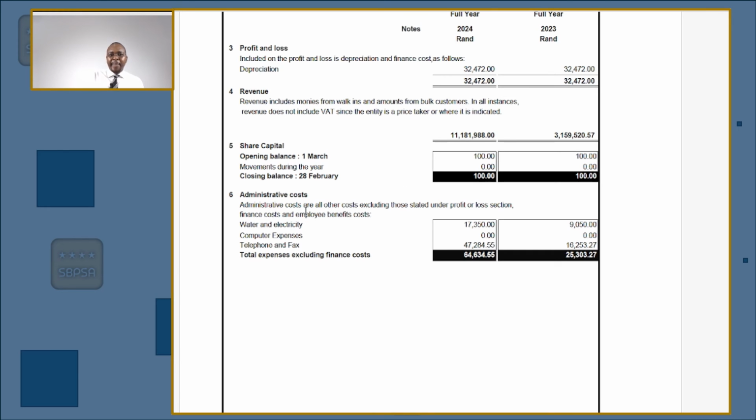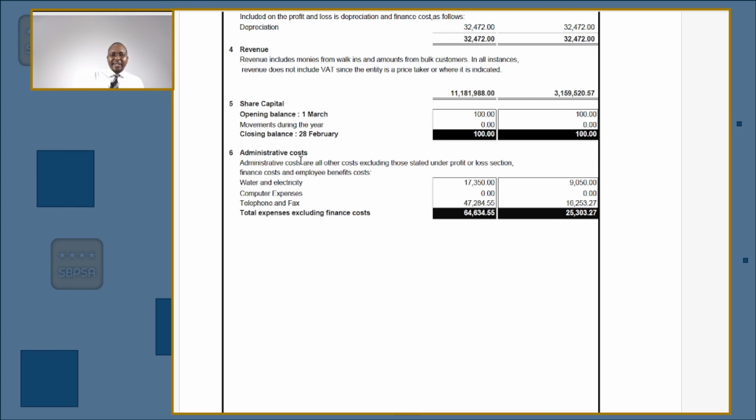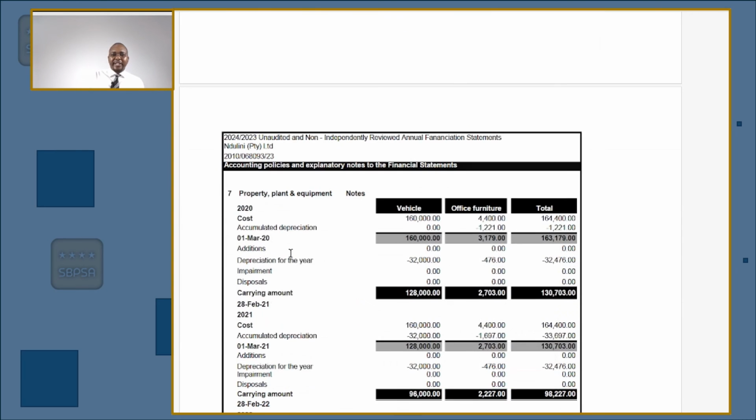Then the chartered accountants have reclassified the expenses, and they said under administrative cost, water and electricity, computer expenses, telephone, he's going to include those as administrative costs. That is the skill that is required here to do that as well. And not anyone can just do that.